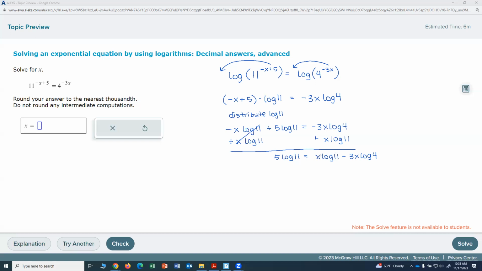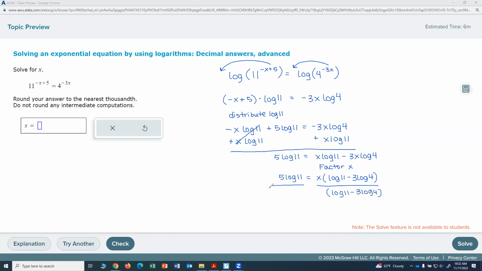So I don't try to change them into a single log. I'm just going to go ahead and factor out the x. So I factor x. And so I end up with 5 log 11 equals x parentheses log 11 minus 3 log 4. And now I'm going to divide both sides by log 11 minus 3 log 4.